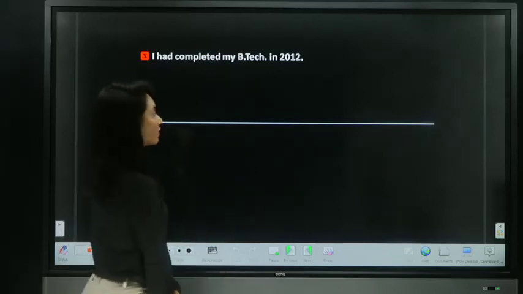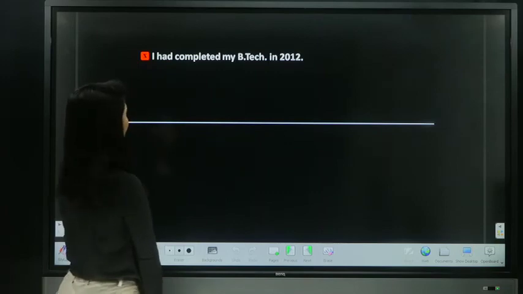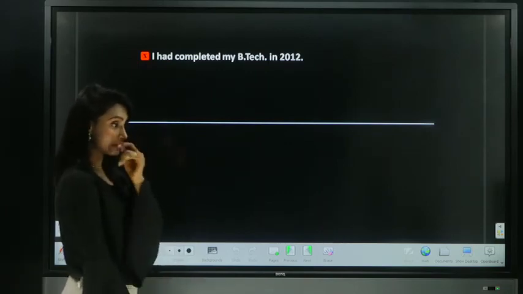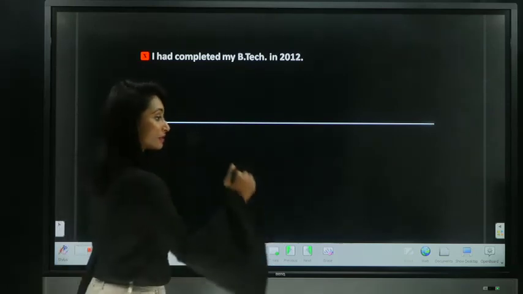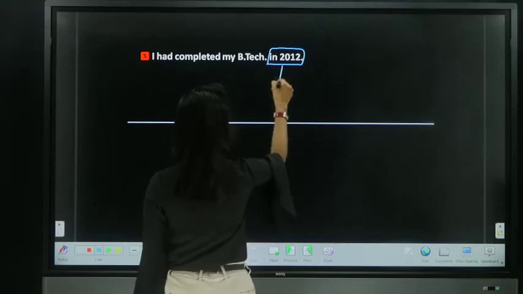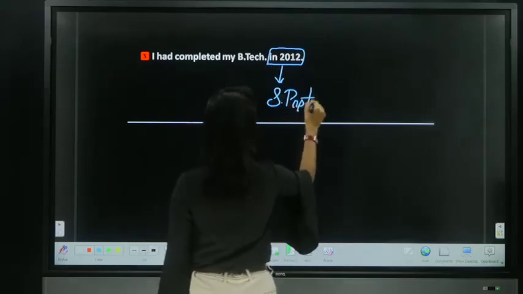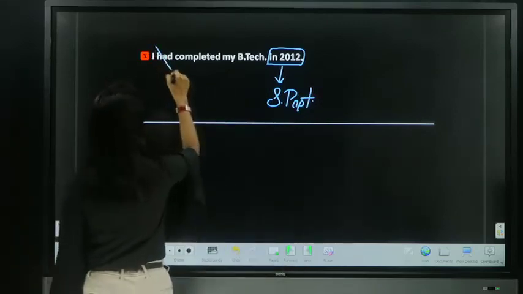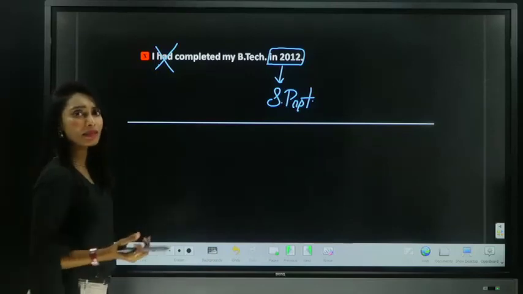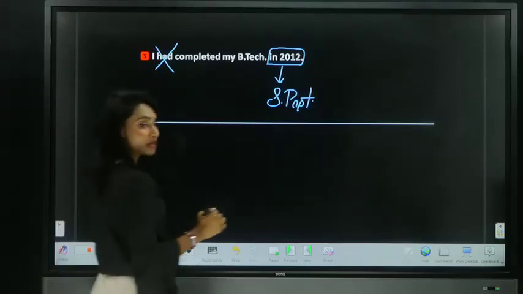Good, Angela, you're right. Swapna, if you use was, it should be in passive voice. You completed that, not somebody. So here, 2012 is a time indicator for simple past tense. That means the sentence must be in simple past tense, not past perfect. So remove that had. I completed my BTech in 2012 should be the correct one, not been or was.